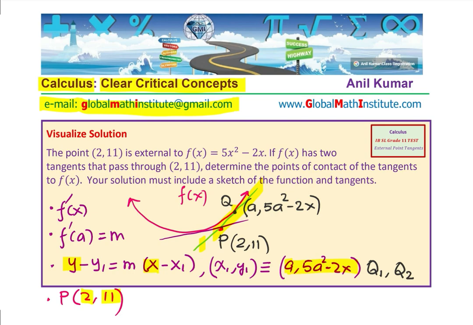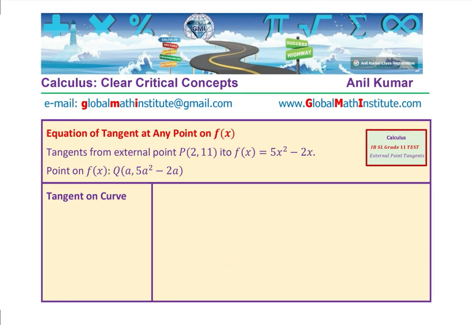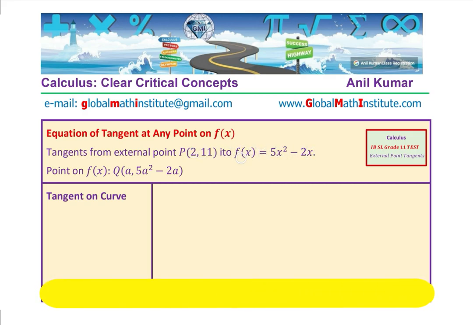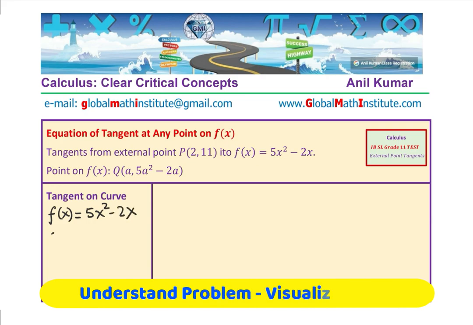Perfect. You can now pause the video and answer this question. And let's go through the solution. So I've written the question in short here, tangents from external point P (2, 11) to this particular function. So as I was saying, let the point be A. So for the function f of x, which is 5x squared minus 2x, the derivative is what? The derivative of this function gives us the slope at that particular point, which is 10x minus 2, right?